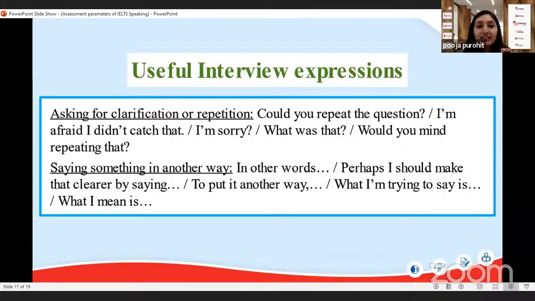So I will just be quickly giving you the useful interview expressions. If at all you feel that you are not able to understand the examiner, use the right set of expressions like, could you repeat the question? Or I did not get you. Or can you repeat? All these can be used if you're not able to recollect or understand what the examiner asked you. Be very polite and humble.